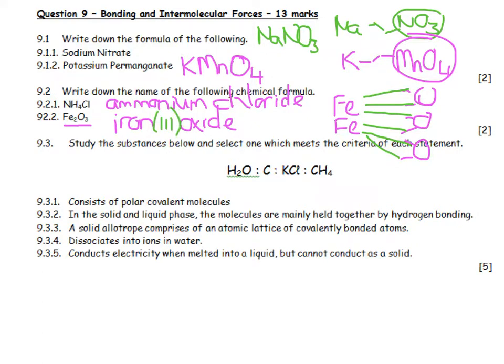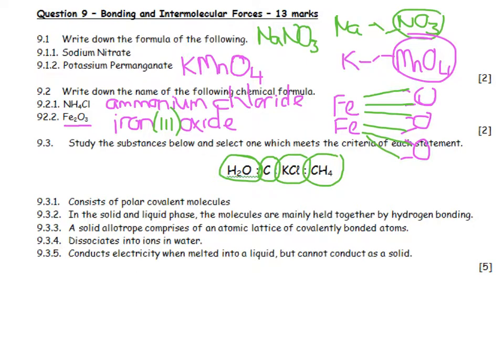Study the substances below and select one which meets the criteria for each statement. Firstly, what we have here is a polar covalently bonded molecule held together by hydrogen bonding in the lattice. Carbon, you know the 4 allotropes of carbon: graphite, diamond, coal, and Buckminster fullerene. Potassium chloride is a metal and a non-metal, so you have an ionic bond, and methane is your polar bonds with your non-polar overall molecule due to the symmetry.